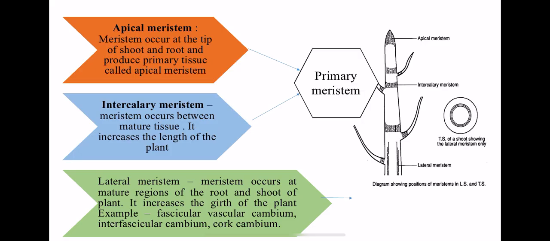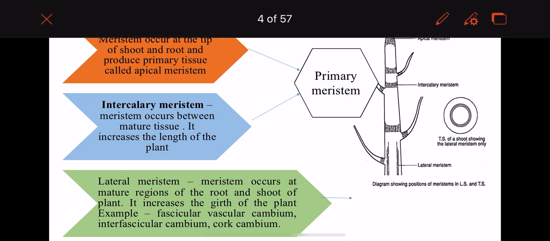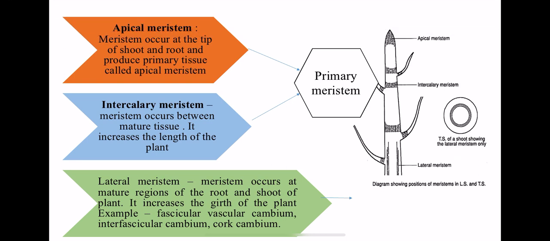Primary meristem has two types, apical meristem and intercalary meristem. Apical meristem occurs at the tip of the shoot and root and produces primary tissue. If it is present at the shoot tip, it is called shoot apical meristem. If it is present at the root, it is called root apical meristem. You can observe here, this tip is the apical meristem.